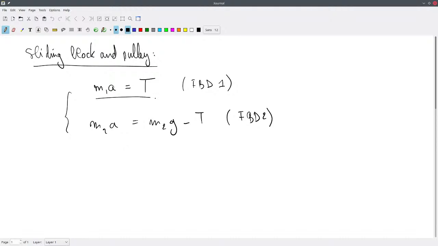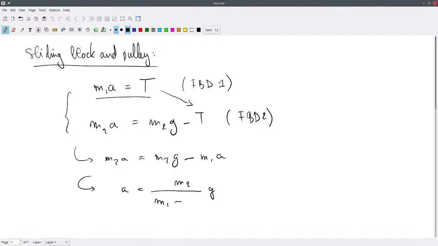So if that is equal to the tension, then we can just introduce the tension into the second equation, and we'll find that M2A is M2G minus M1A, and we can solve this for A as A is M2G, that's this term here, divided by M1 plus M2. So that's what we determined last time, right?